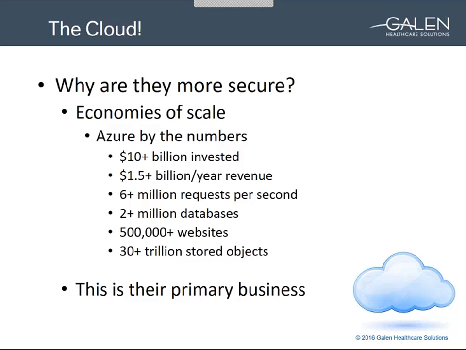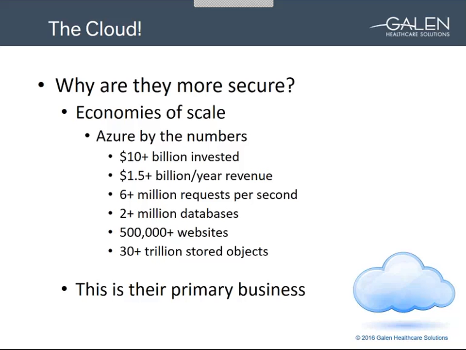And they spend billions of dollars on infrastructure and technology and people every day with the sole purpose of making Azure more scalable, more available, and more secure. And there's no way that any individual organization can match their level of technology and their level of investment. It's just not possible, and that's one of the reasons why the cloud exists, right?